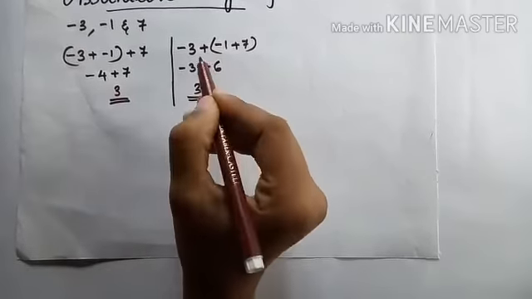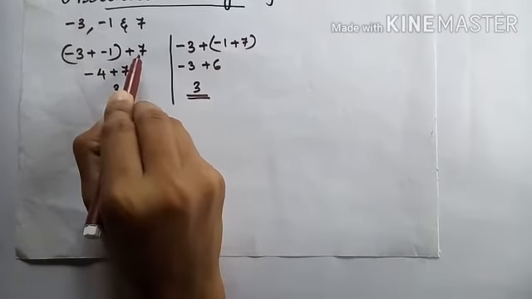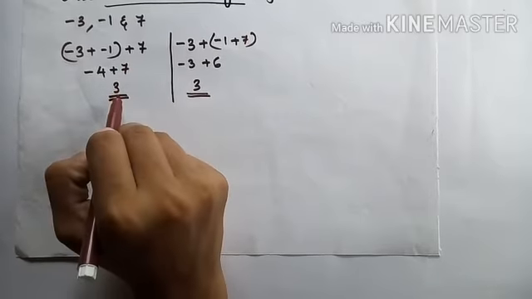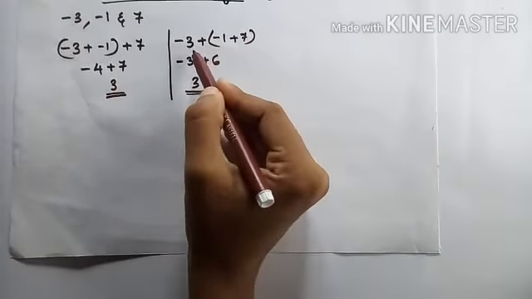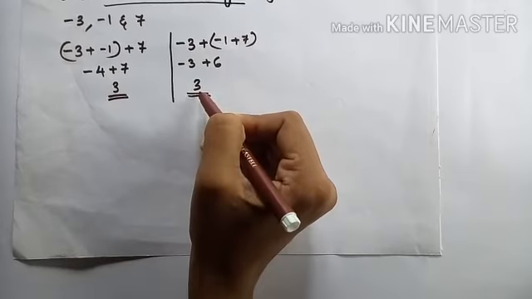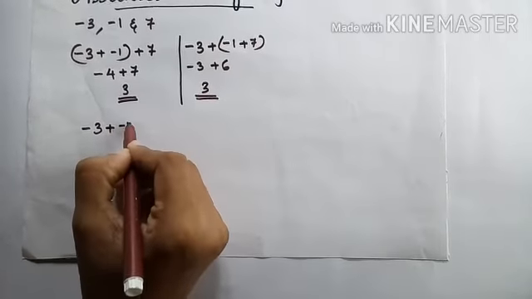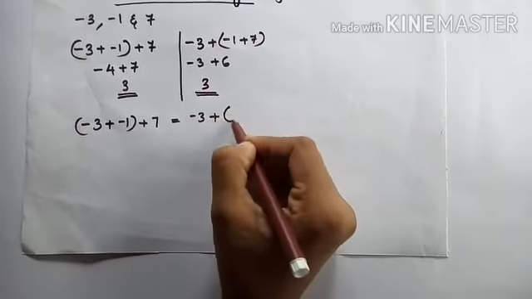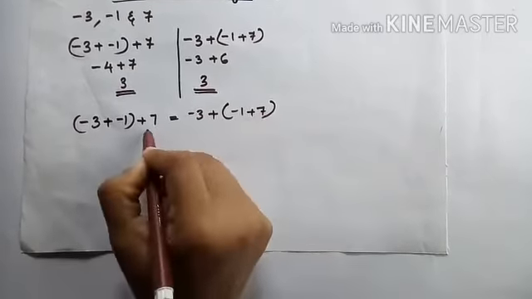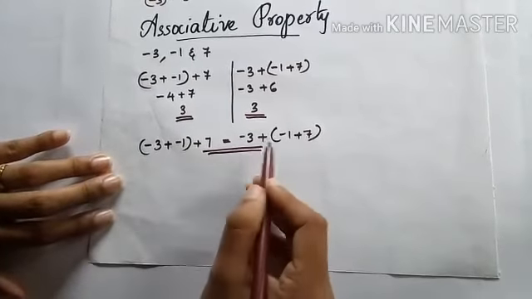Look at both the cases. When we add the first two integers and then sum it with the third integer, we get the answer as 3. And also when we add the first integer with the sum of the second and third, we get the result as 3 itself. So we can say that (-3 plus -1) plus 7 is equal to -3 plus (-1 plus 7). So this shows that addition is associative for integers.